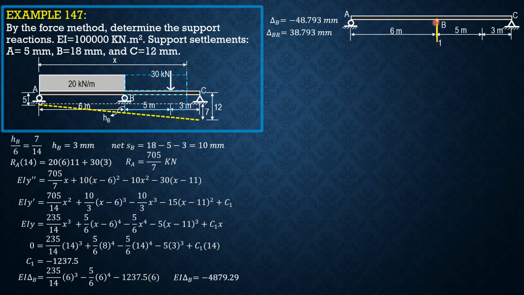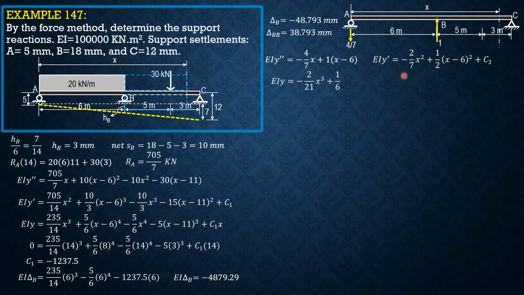So this is the unit upward load at B, B1. So the reaction here is downward, and it is 1 times 8 over 14. 8 over 14 is 4 over 7. Therefore, if we section the beam here by double integration, EIy double prime is negative 4 over 7 x plus 1 times x minus 6. Integrating, EIy prime equals negative 2 over 7 x squared plus 1 half x minus 6 square plus c sub 3. Integrating again, EIy equals negative 2 over 21 x cubed plus 1 over 6 x minus 6 cube plus c sub 3 x. There's no c sub 4 because A is a support.